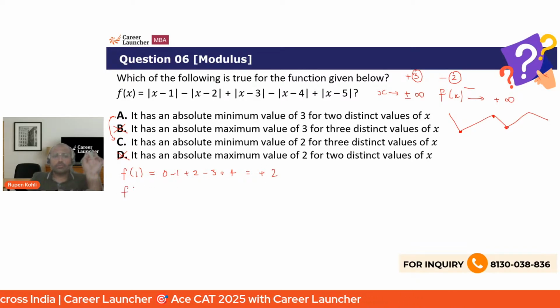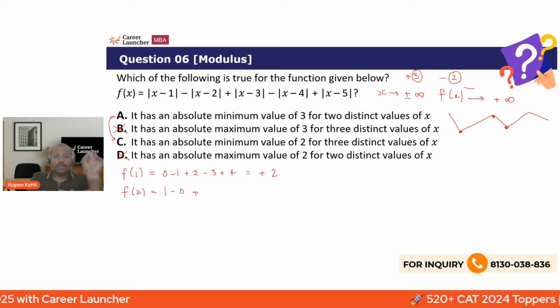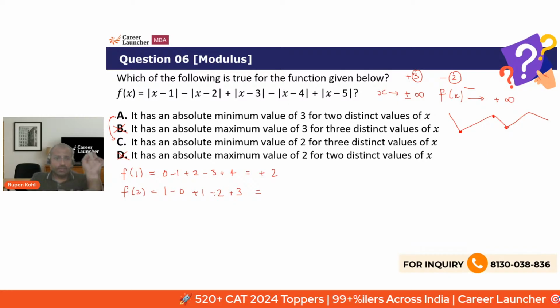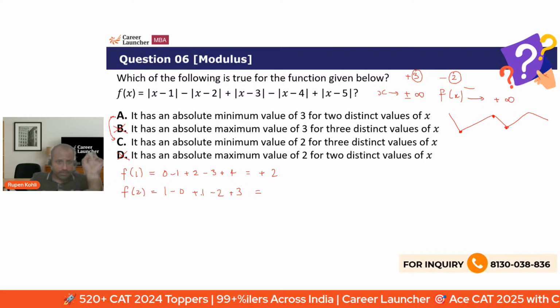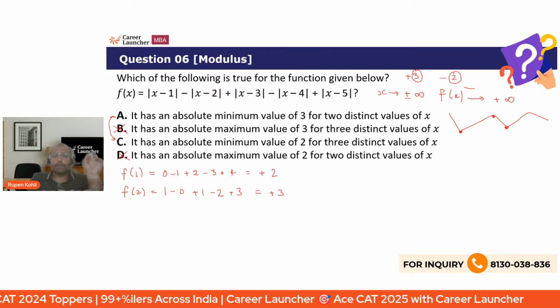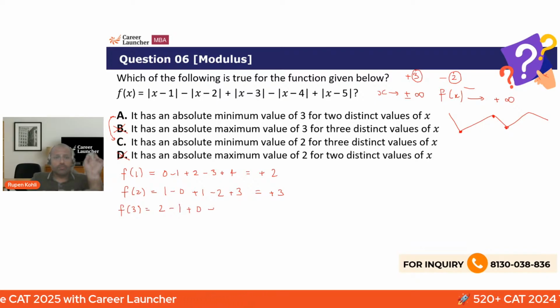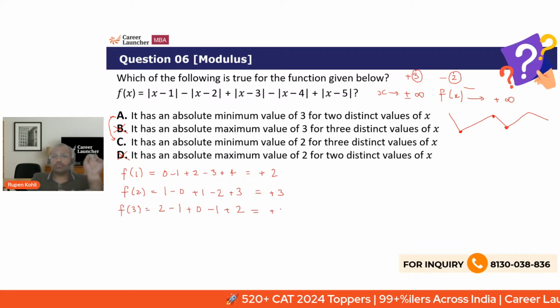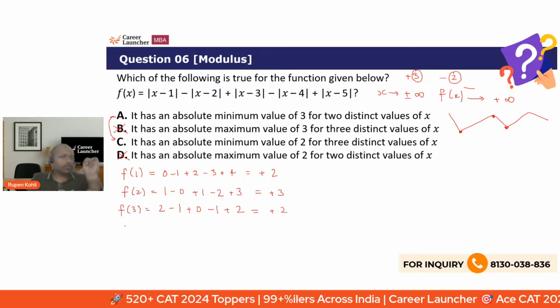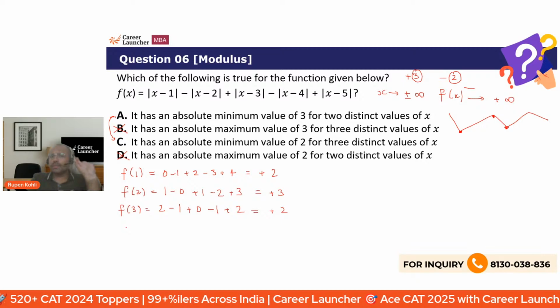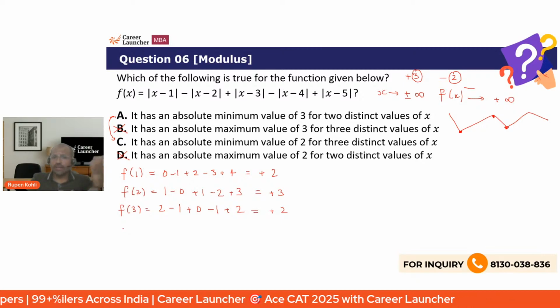F1 is plus 2. F2: 1 minus 0 plus 1 minus 2 plus 3 is 3 plus 1, 4, and 5 minus 2, this is plus 3. All right. What is F3? 2 minus 1 plus 0 minus 1 plus 2. 2 and 2, 4 minus 2, this is plus 2. So definitely F1 and F3 look to be the minimum, right? Because F2 is higher than that.